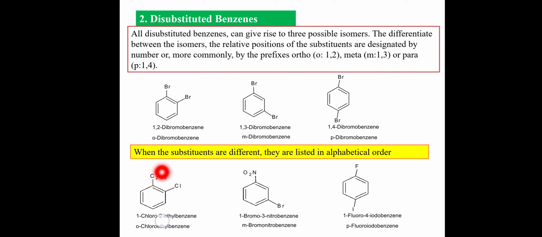First one is the ethyl, and here chlorine. Which will come first? Chlorine, that means C, and ethyl, that means E. Of course, C will come first. Therefore, numbering starts from this chlorine. That means this is 1 and this is 2.